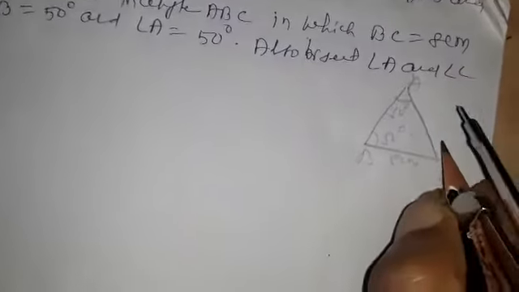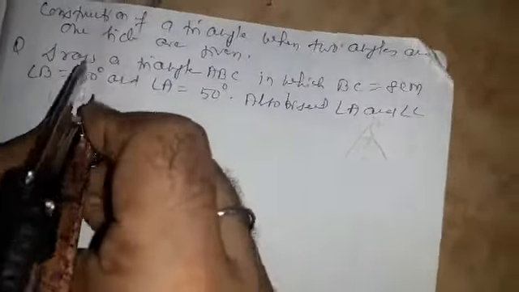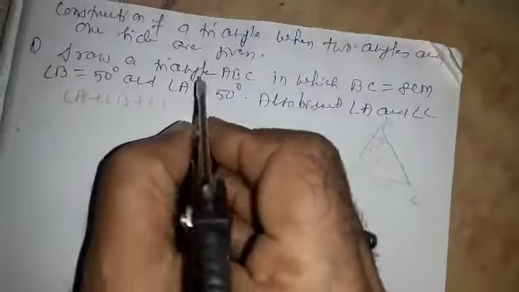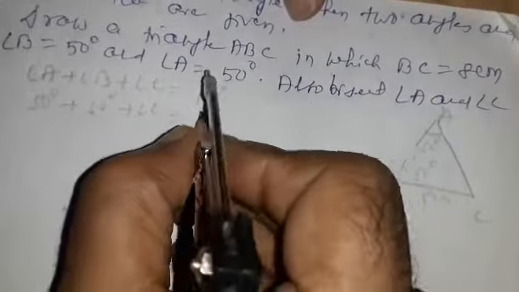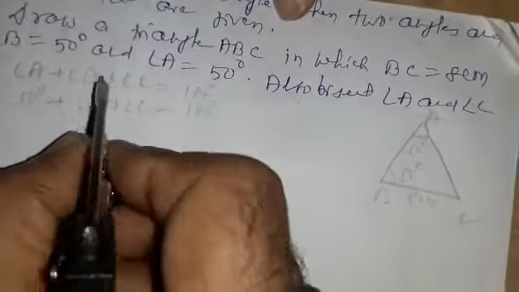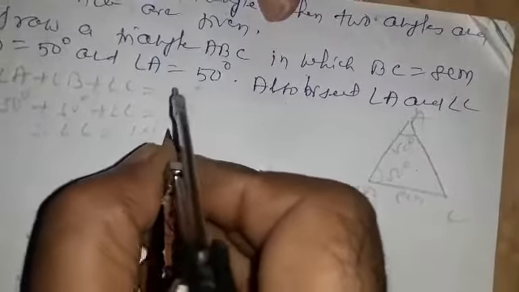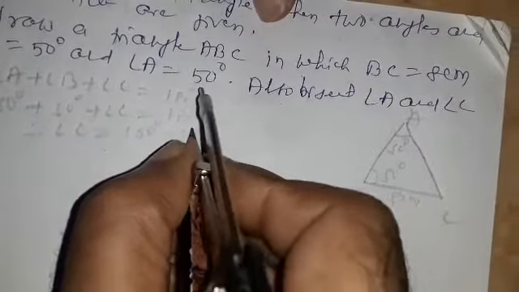So for constructing a triangle we must have the value of angle C, and we know the property angle A plus angle B plus angle C is equal to 180 degree. Angle A is 50 degree, B is also 50 degree, plus angle C is equal to 180 degree. Therefore, angle C is equal to 180 degree minus 100 degree, which is 80 degree. Now, we construct a triangle.